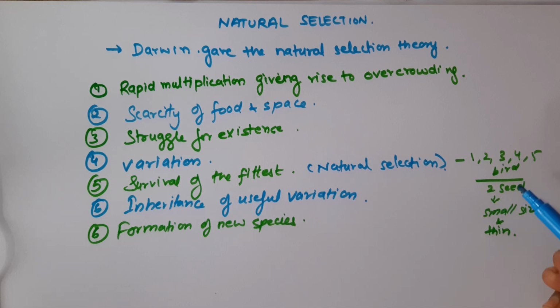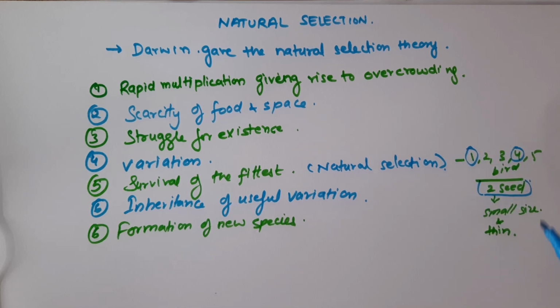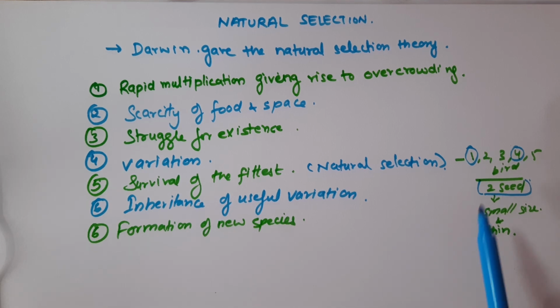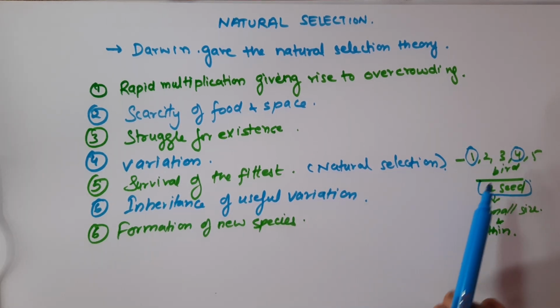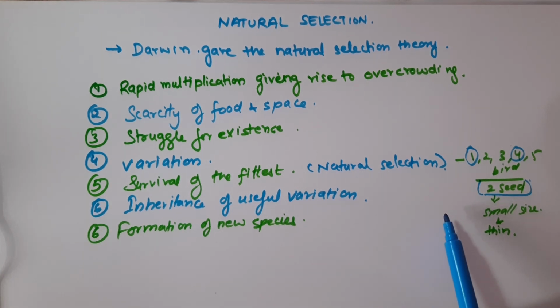To eat these two seeds, suppose birds 1 and 4 are the healthier ones, a little bit thicker, with more strength and maybe larger size. The rest of the three will lose, while these fittest ones take the seeds by fighting with the other birds. Originally these birds have a small size and thin bodies. However, the bigger size and thick muscles are a useful variation.